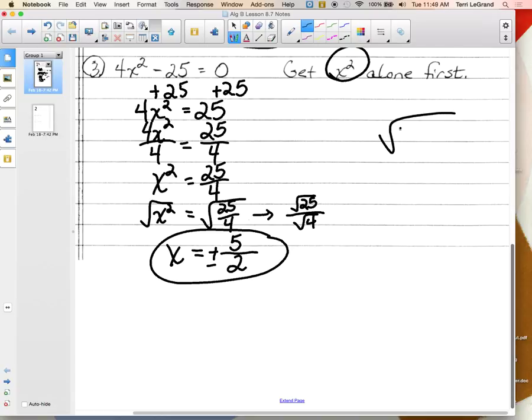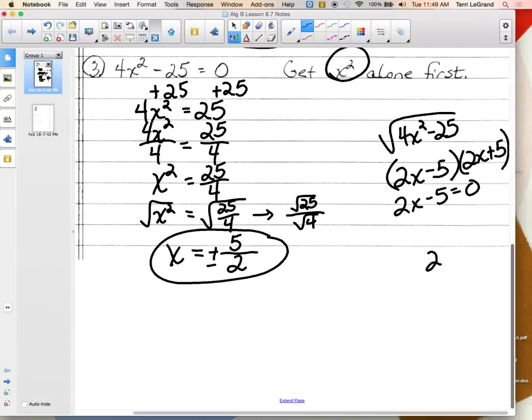The square root of 4x squared minus 25, here's what it actually is. It is 2x minus 5 times 2x plus 5. And that's going to confuse you. You'd be like, I thought the square root was something times itself. But when we multiply that back out, would it get us to 4x squared minus 25? Yeah. Remember what happens when you FOIL? This would get us back to that, and then we would set each of those equal to 0 and solve each of them separately.